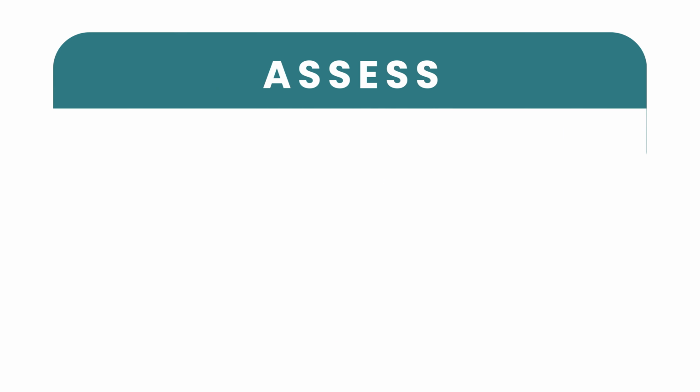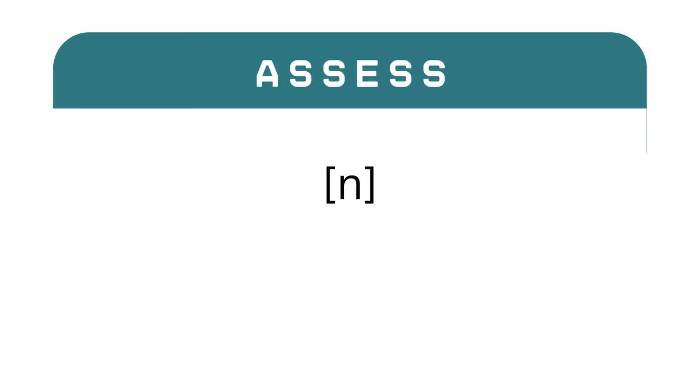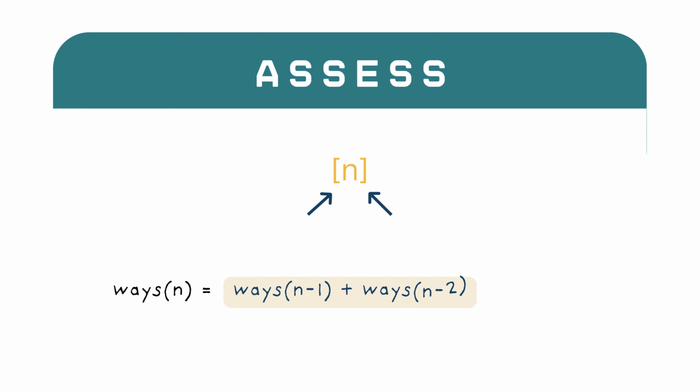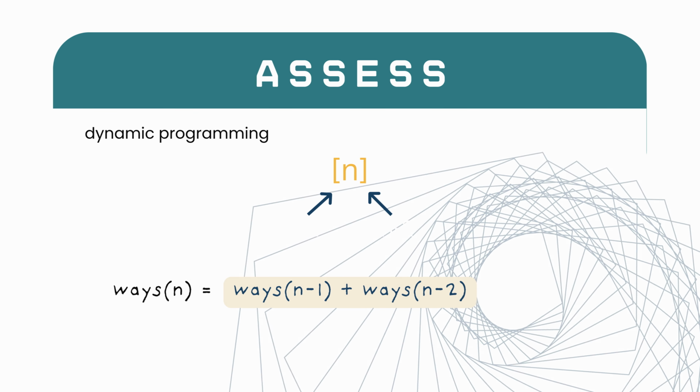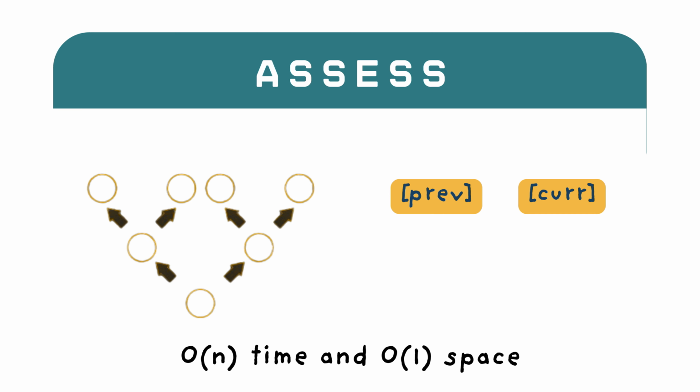Now let's assess our approach. A brute force way is to try every path recursively, exponential time. Instead, notice the pattern. To get to step n, you must have come from n-1 or n-2. So, the number of ways to reach step n is the sum of the ways to reach n-1 and n-2. This is classic dynamic programming, the Fibonacci sequence in disguise. We can use bottom-up DP or just 2 variables to keep it O(n) time and O(1) space.